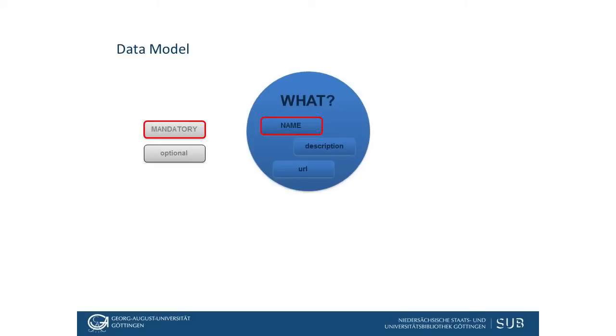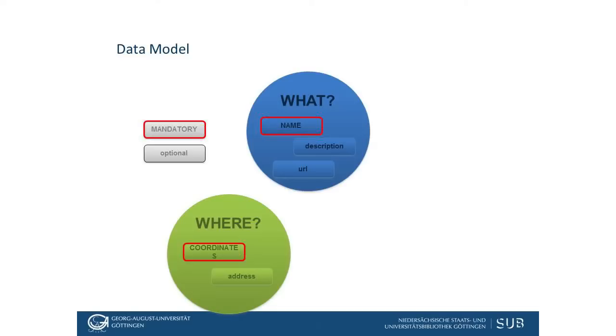Okay, first thing is the event itself, the what. Here we just need a name. You may add a description and may add a URL. In case of the Europeana files, we added thumbnails of pictures. Basically, you can throw everything in HTML at the what dimension.